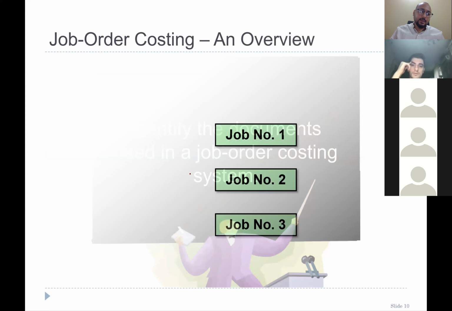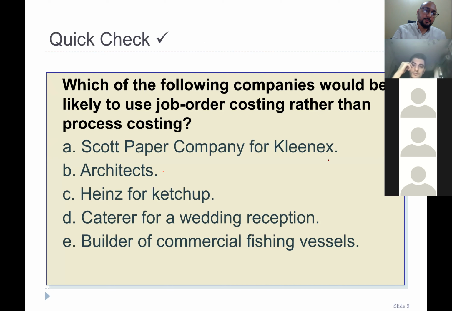So the answer is B and D. Paper, okay, they are making the same paper, ketchup, same, right? So the question arises with building of commercial fishing vessel.